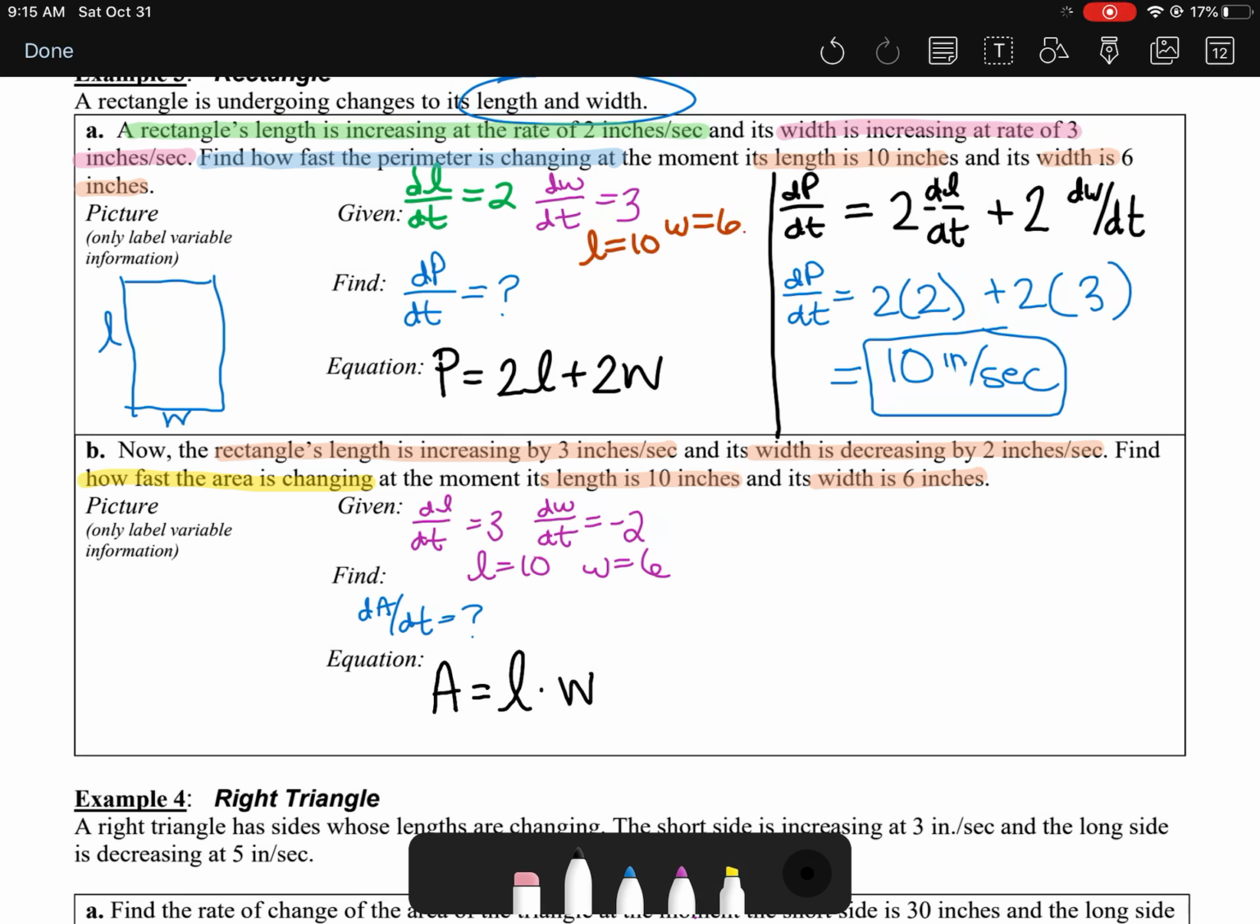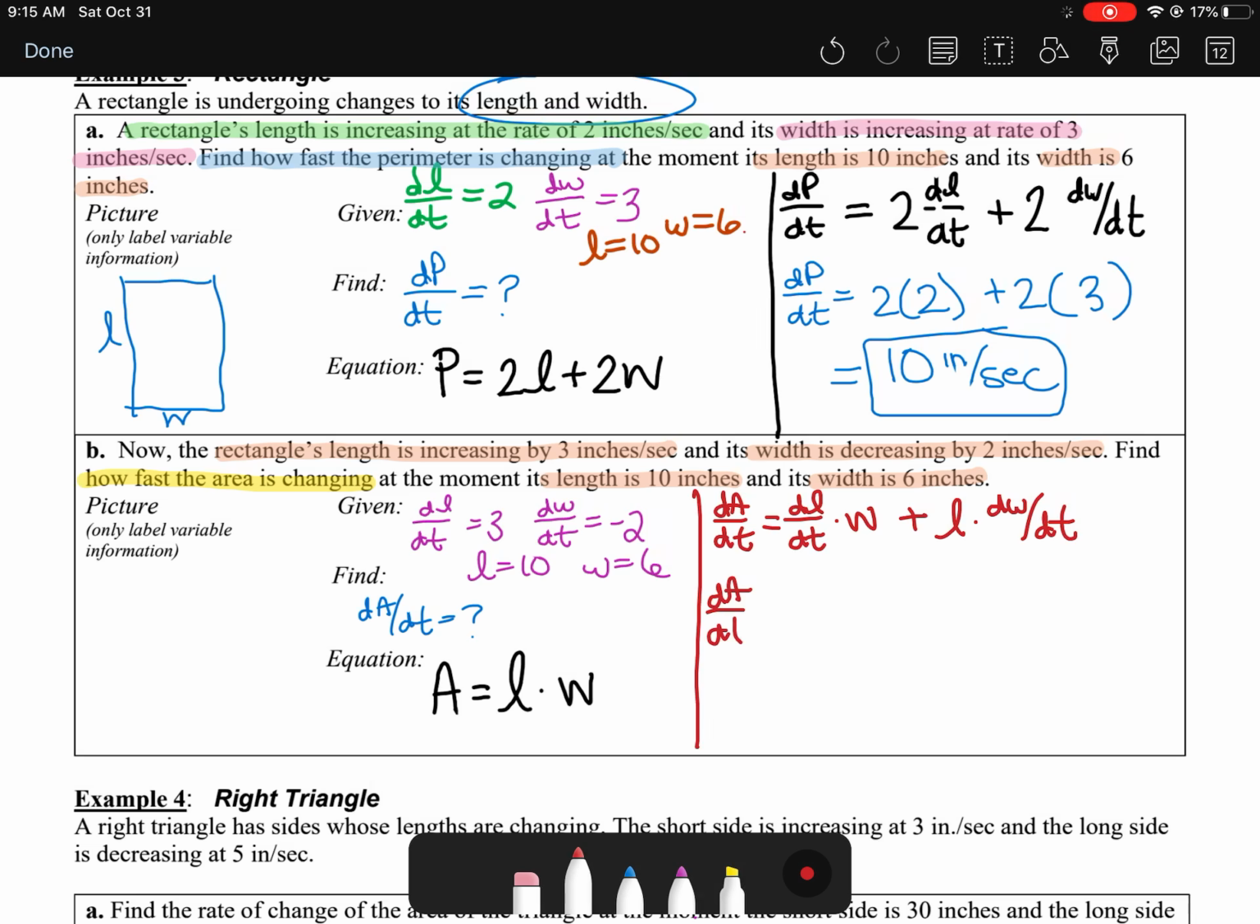Okay, and now I'm going to go ahead and solve. So again, we're finding dA/dt. So that means I need to take the derivative. So I have dA/dt equals, now L times W, that means I'm having to use my product rule. So the derivative of the first, so dL/dt times the second, plus the first times the derivative of the second. And then again, I'm going to go ahead and plug everything in.